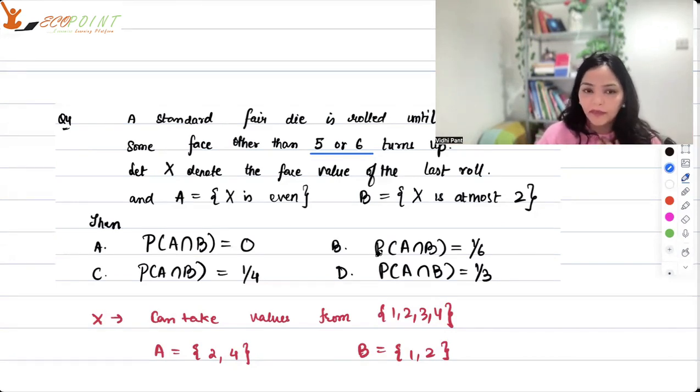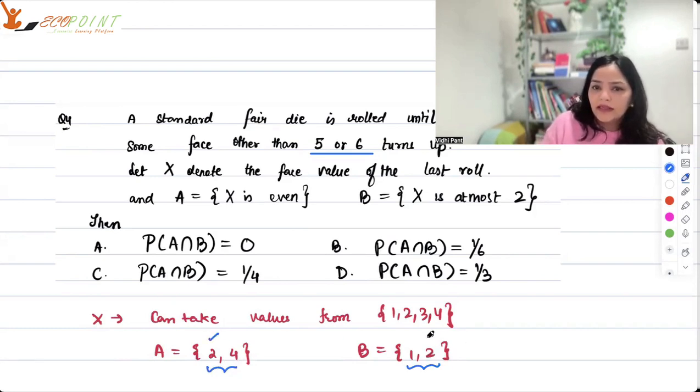to be the probability. Wherein A is X is even, 2, 4 is the only possibility for even. B is X is at most 2, that is 1, 2. So two outcomes here, two outcomes here. We want to talk about the intersection. Yes, there is an intersection.